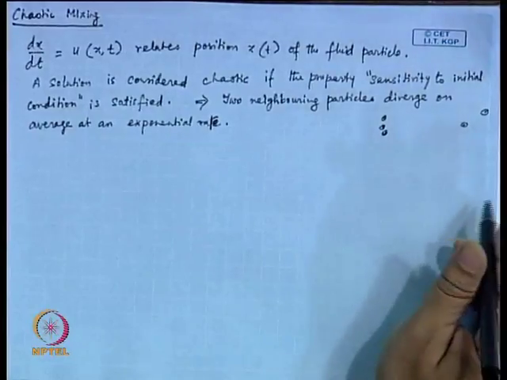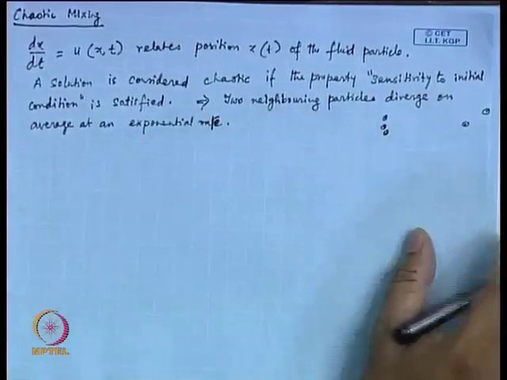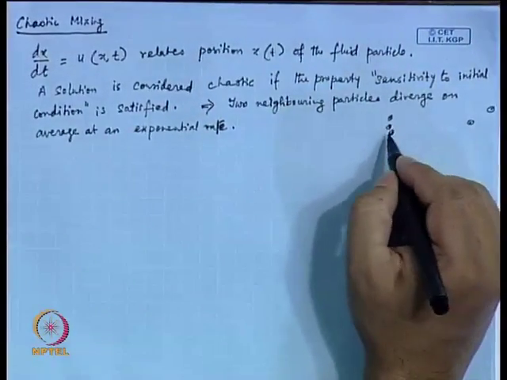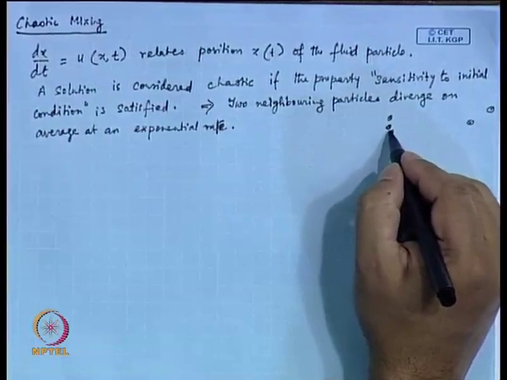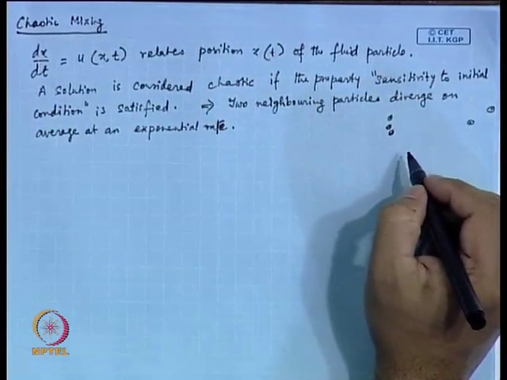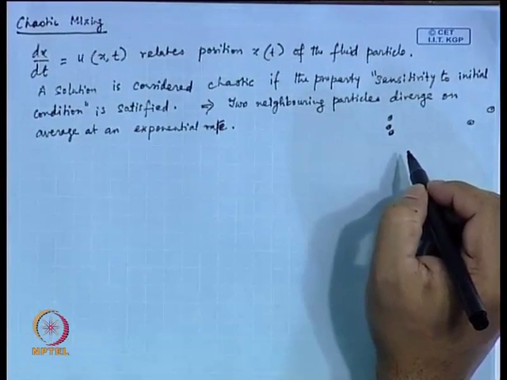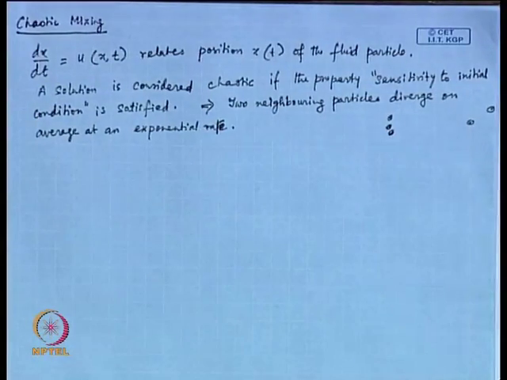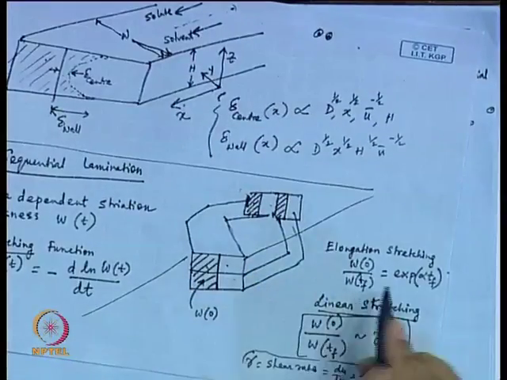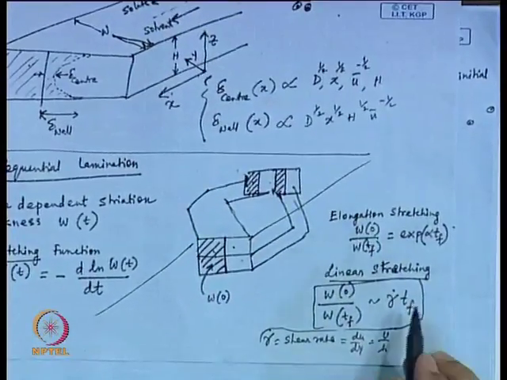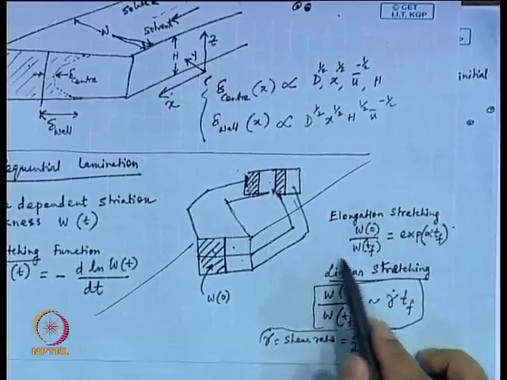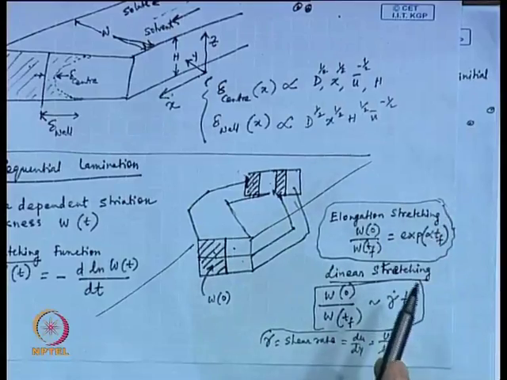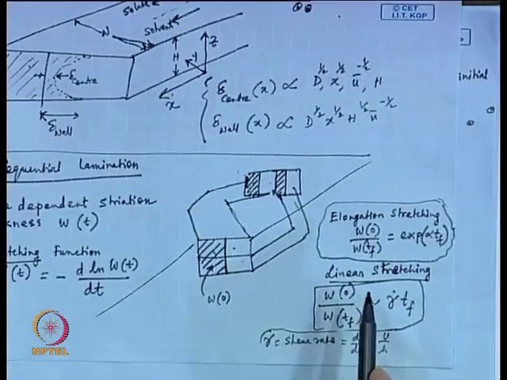So, these are some of the things that are happening. Now, this was the linear stretching, but here the two neighboring points are moving away from each other on average at an exponential rate. So, that is basically the elongational stretching that we had, W0 by WTF, that is equal to exponential of alpha TF, that is what this says. So, this is referred to more as the chaotic mixing.